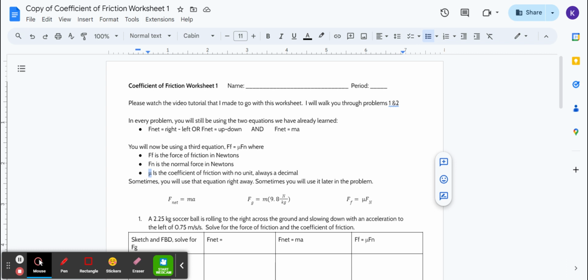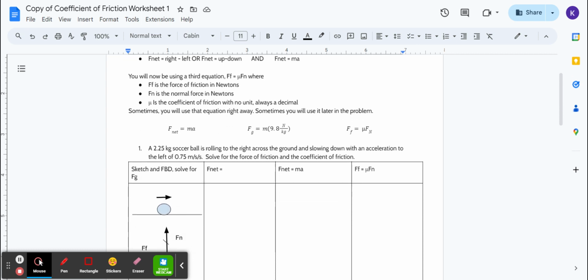So sometimes we'll be using that friction equation right away. Sometimes if it says solve for the coefficient of friction, we'll be using it at the end of the problem. So kind of just like normal, we'll be using all the equations, but not necessarily in all the same order. It depends what we're given.